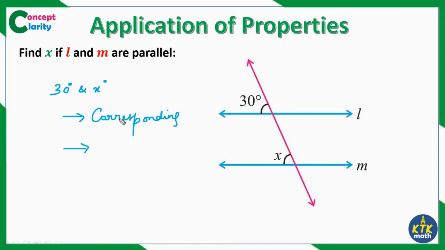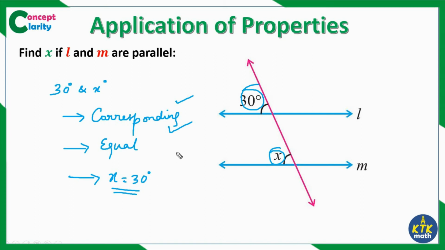Now second, corresponding angles means, what is the property we learned in the previous slide? Corresponding angles are always equal. Now, this angle is 30, so x is also going to be 30. That's the answer. Once you know how to find the name, you can write the answer directly by just looking at the diagram. When you are giving the name corresponding, alternate interior, or alternate exterior, you are going to write the same number in the answer. Whenever you are giving corresponding angles or alternate angles, they are going to be equal.